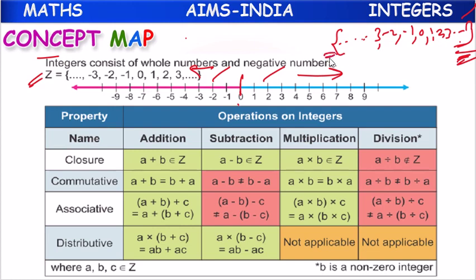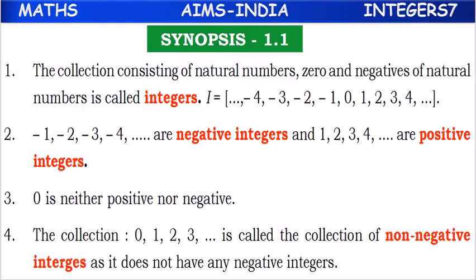About the closure property, commutative property, associative, distributive, all these properties we have already learned in our previous videos. Okay, so let's go to the next slide.